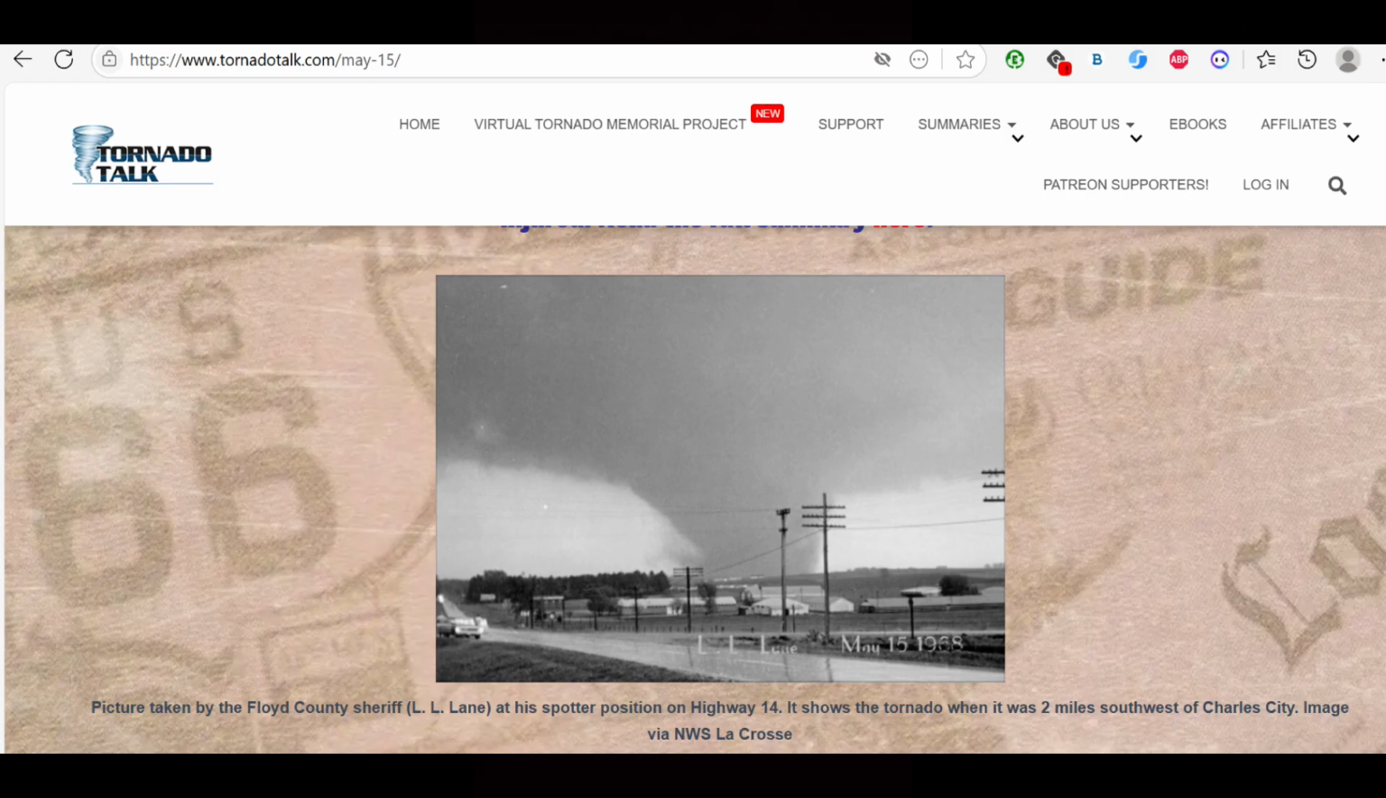Another shout out is the Tornado Talk website, and this is a really beautifully crafted website that a lot of people should use and check out and read from. This gives a quick summary, and this does show the F5 Charles City tornado, and you can see it is in this frame. They probably captured it likely near peak intensity.